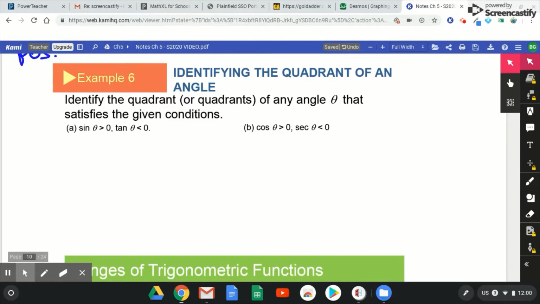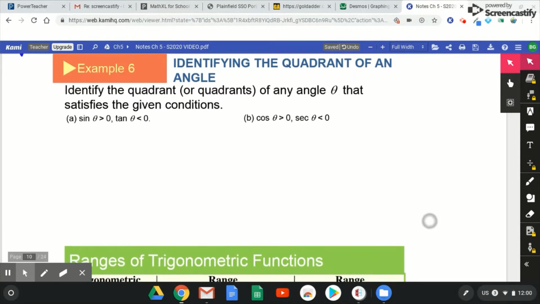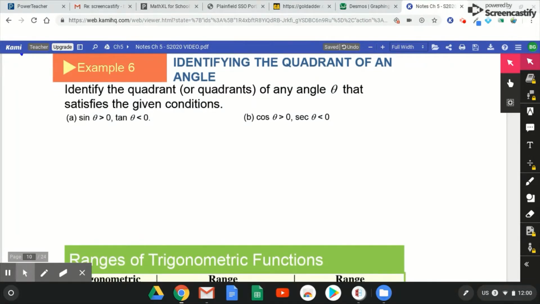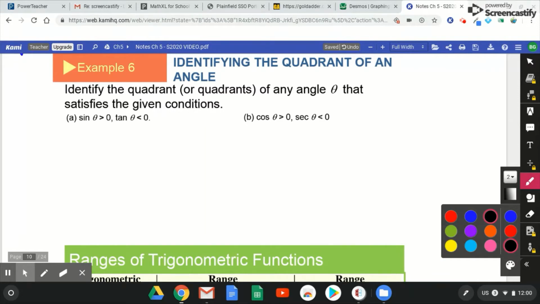Number 6, identify the quadrant or quadrants of any angle that satisfies the conditions. Okay, so we're looking at this. When it says sine theta is greater than 0, that's telling you that it's positive. And tangent theta is less than 0. That's another way of saying that it's negative. So they're saying that sine is positive and tangent is negative. So if you look at your little device here, all students take calculus. We know sine would be positive. I call this upstairs, okay? I think about sine as the y, and y values would be positive upstairs, up on top of that graph in the 1st and 2nd quadrants.